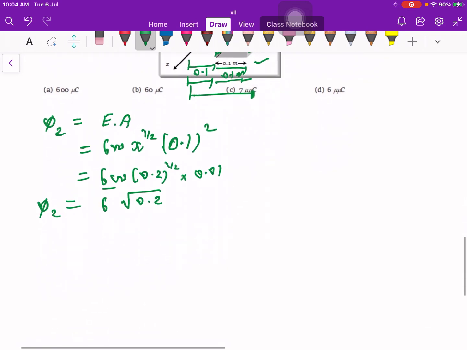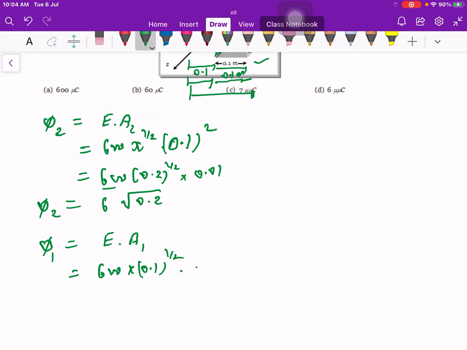Likewise, if I calculate flux emerging out from the first surface, that is phi 1, again it will be EA. Now it is 1 and it was 2, just to discriminate we are writing like this. Now here electric field will be 600 into 0.1 to the power half. I am putting the value directly. Actually it is 600 x to the power half into area. Area will again be 0.1 whole square, because it is a cube, so all the surfaces of the cube have the same area. Again it will be 6 root 0.1.